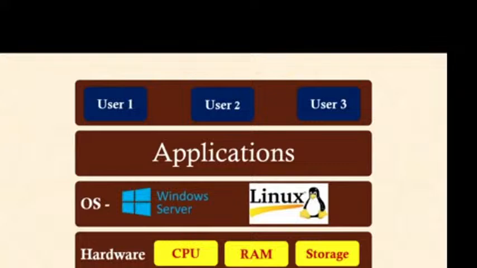So first we need to see a lot of theory about cloud computing and server administration, my friend. Then we will enter into practicals.